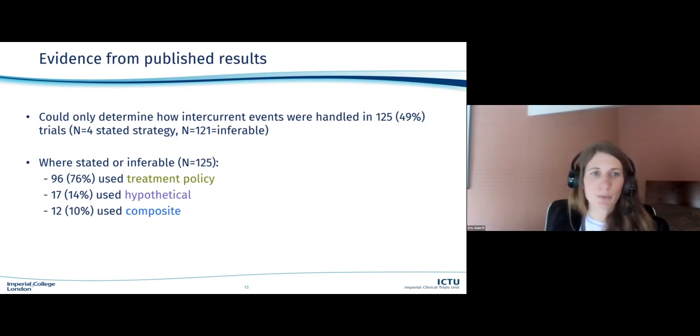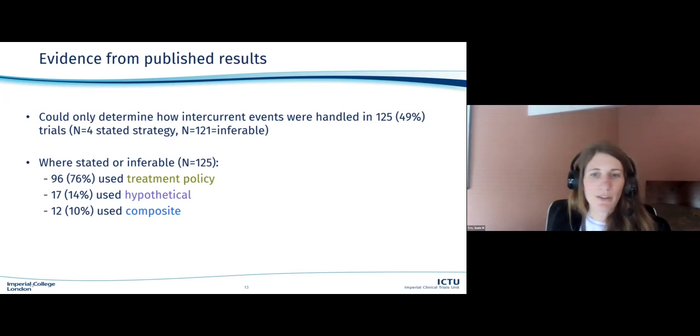But we also found examples of trials using statistical methods that answered hypothetical questions. So 14% used hypothetical strategies, and then 10% used composite strategies. So this was showing variability in the types of questions being addressed, such that you can't just assume a treatment policy strategy has been used in the absence of information.